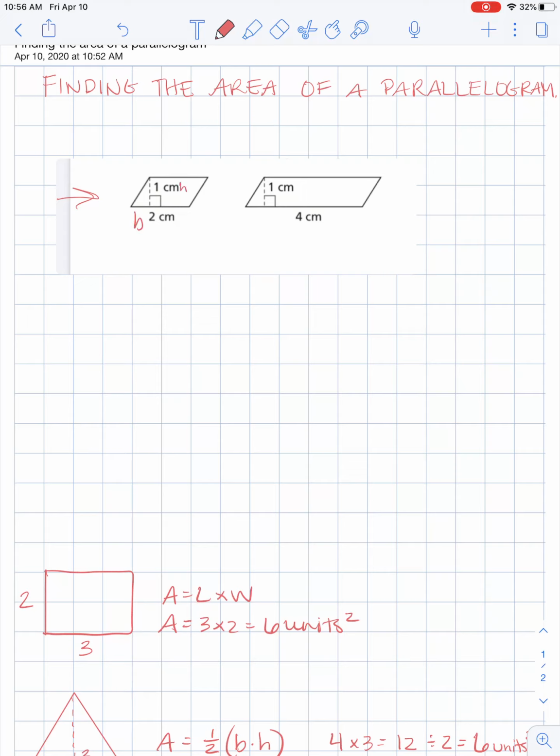So here's our base, and here's our height. So for this first one, to find our area, we're going to do 2 times 1. So our area is 2 centimeters squared. For this one over here, again, here's our base, here's our height. Area is equal to 4 times 1. So our area equals 4 centimeters squared.